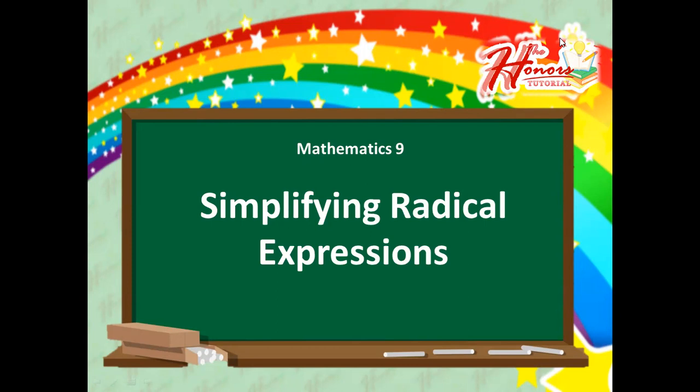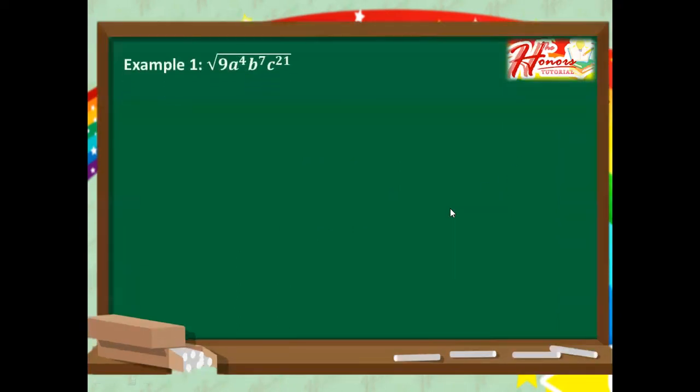Our topic for today is about simplifying radical expressions. This is under Mathematics 9. So let's have here our example number 1. This is the square root of 9, a raised to 4, b raised to 7, c raised to 21.